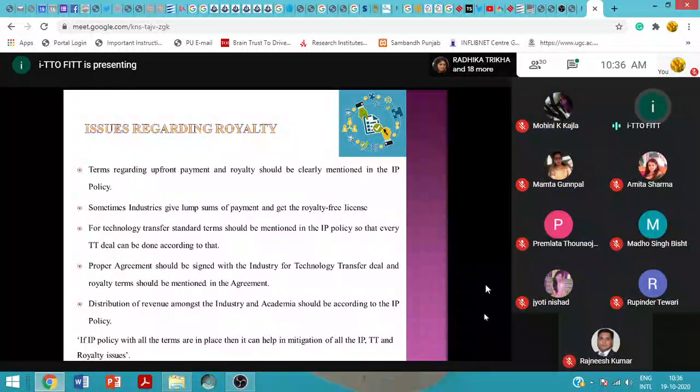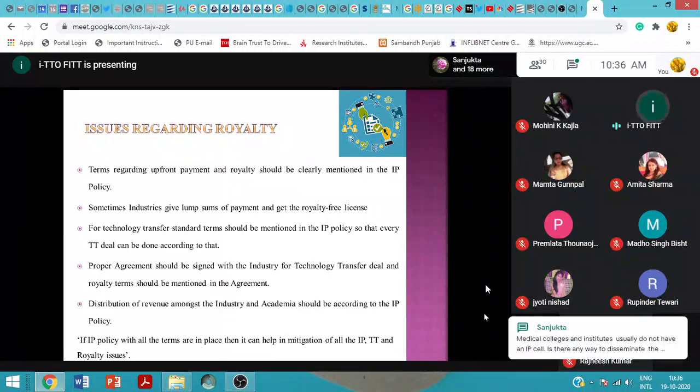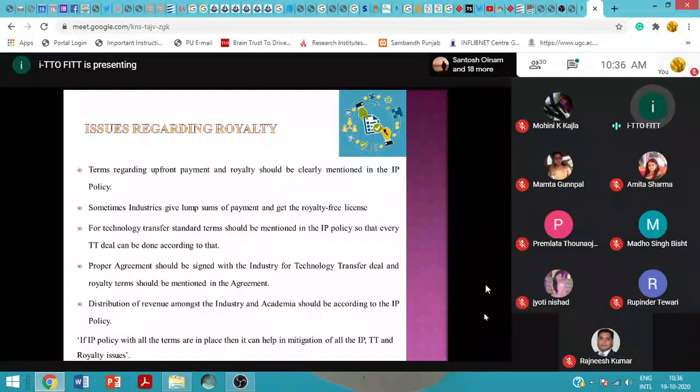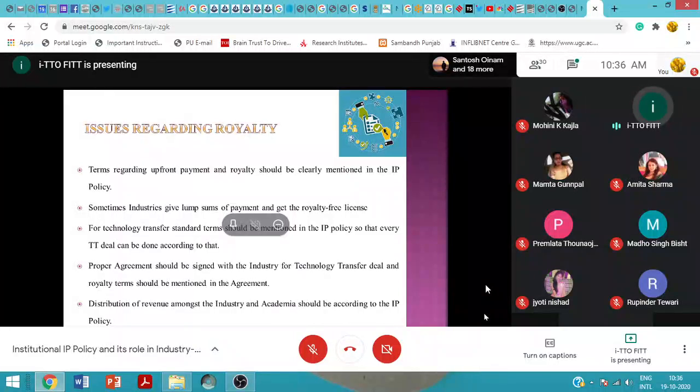It depends upon the type of technology, the need of the situation, and the future of the technology, or whether it is disruptive, robust, or add-on technology. It depends upon these factors, but there should be standard terms for how they will do technology transfer, what the criteria should be, what the upfront payment should be, and these things should be mentioned, and how they can calculate these payments or royalty percentage.